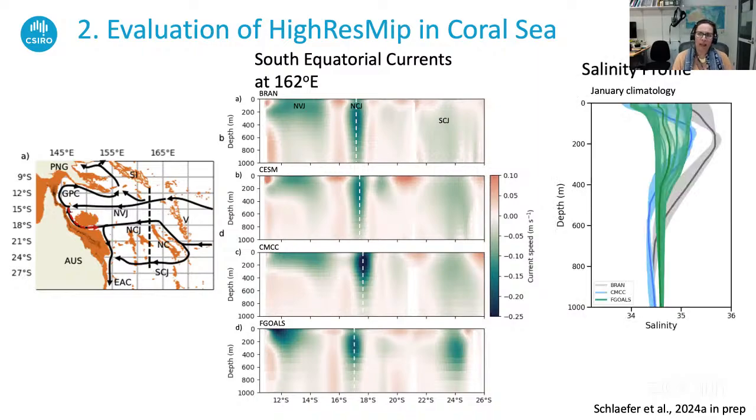And if you look at the salinity profile, there is a subsurface maximum salinity in the coral sea, and it's well represented in brown in the reanalysis, but the climate model had some biases in there. So the next step we did is we tried to bias correct those errors.